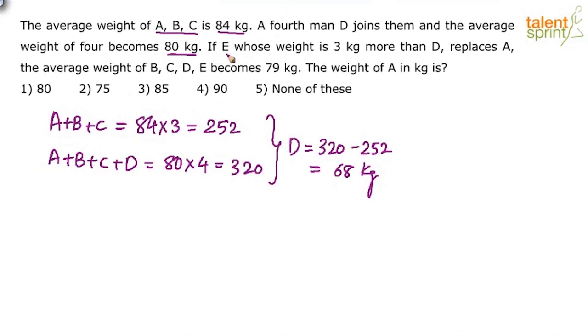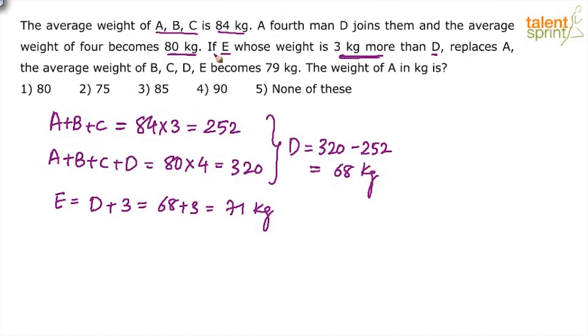Now look at the next point. E's weight is 3 kg more than D. So can we say E is equal to D plus 3? So it will be 68 plus 3, 71. Cut down the number of steps. You don't have to write all these individual steps on paper. So the weight of E is 3 kgs more than D: 68 plus 3, 71 kgs.